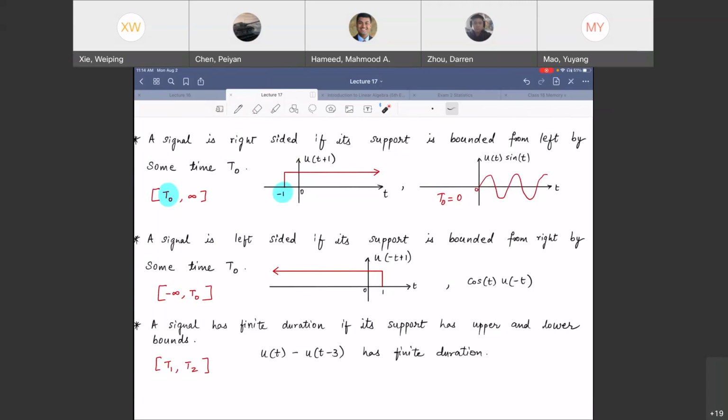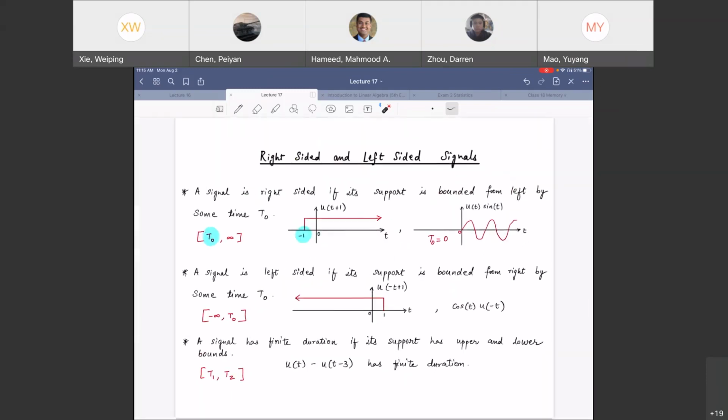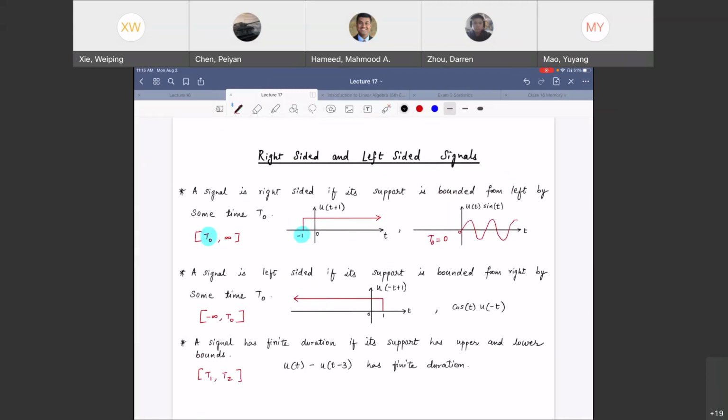All right. Signal is finite duration if it has both of them. Bound on the right, bound on the left, finite ones, t1 and t2. For example, here, u of t minus 3. It has a finite bound of 0 on the left, finite bound of 3 on the right, right? It's bounded. So that's a finite duration signal. So you've talked about right-sided, left-sided, finite duration. Is there a fourth alternative here? No bound. So what should we call that? Two-sided.